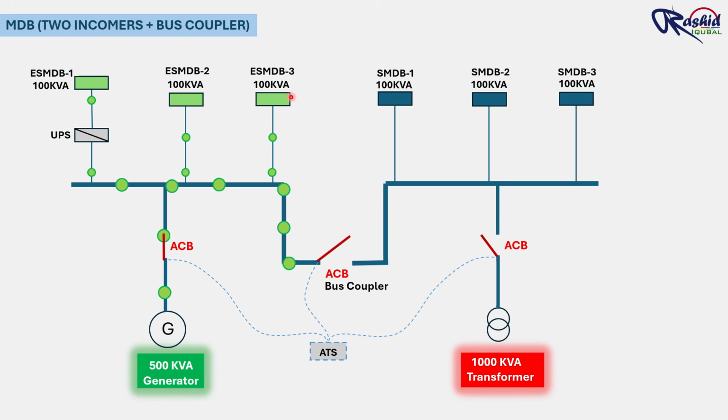This way only critical load runs, not the entire building. This setup is used in commercial buildings where only emergency backup is needed. Once transformer supply is restored, the ATS shifts load back by opening the generator ACB and then closing the transformer ACB and bus coupler ACB so that all loads receive power normally.